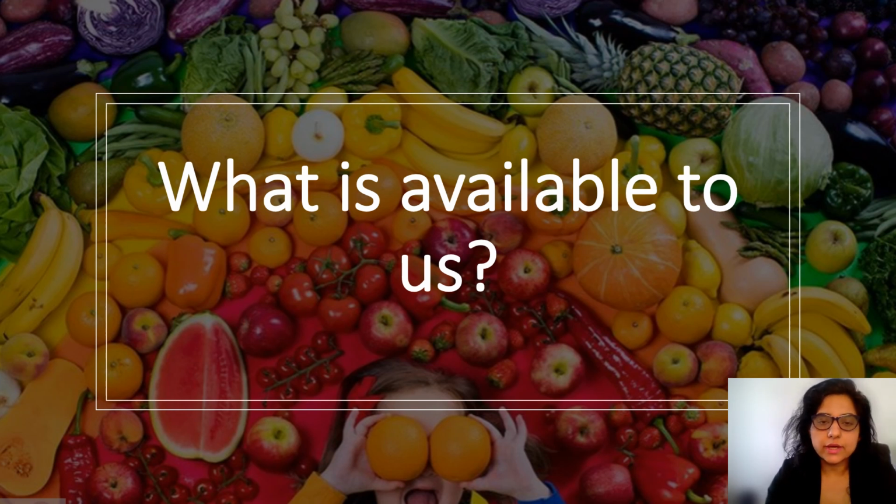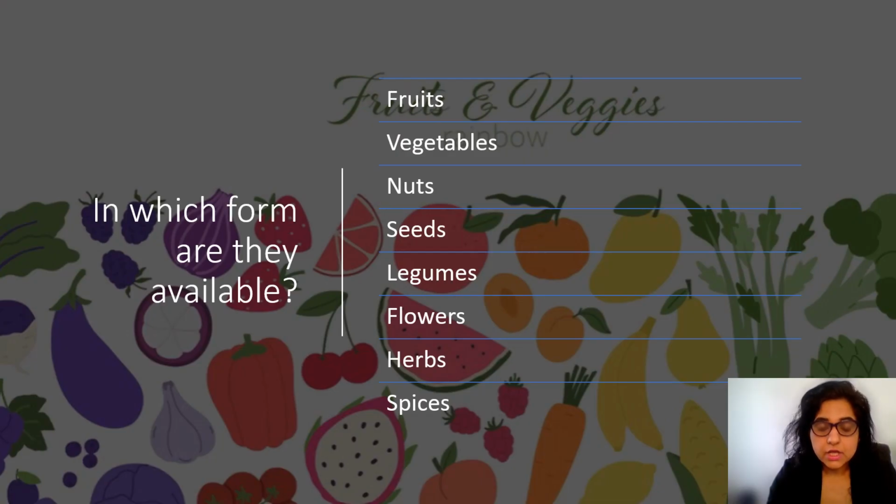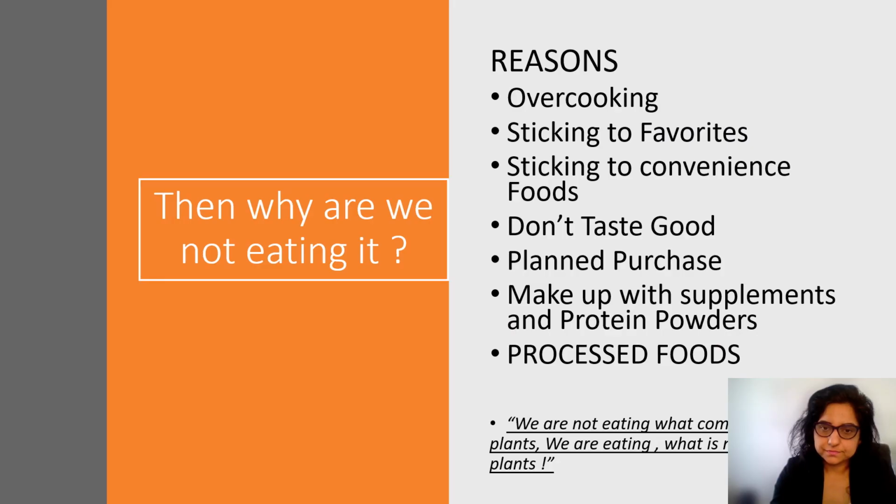Now let us look at the different formats in which it is available to us. They occur in the form of fruits, vegetables, nuts, seeds, legumes, even flowers, edible flowers, herbs and spices. But if they're available in so many formats, then how come we are not having all of them? The reason we are not eating it so often is because we are overcooking things.